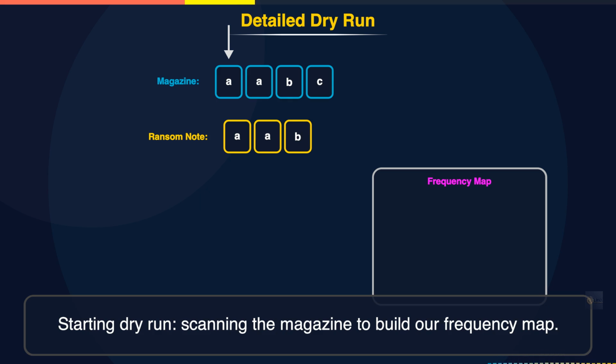First, we scan the magazine. We see A, so we add it to our map. Another A, now we have two. We see B, add it. Finally, C. Our inventory is ready.